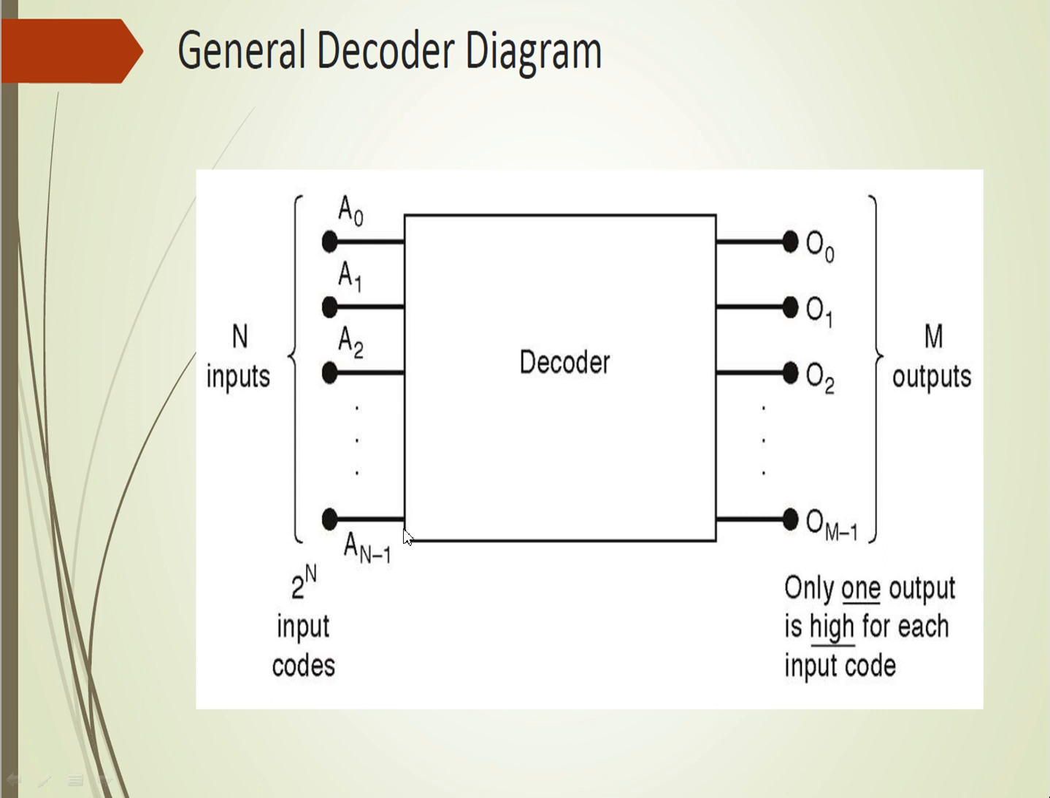Even we can show the enable input for this decoder. So enable is just used to enable the decoder circuit. Either it may be an active high enable or active low enable. Active high enable means whenever the enable pin is high, then only the decoder circuit will be enabled. If active low signal is 0, then the decoder will be enabled.